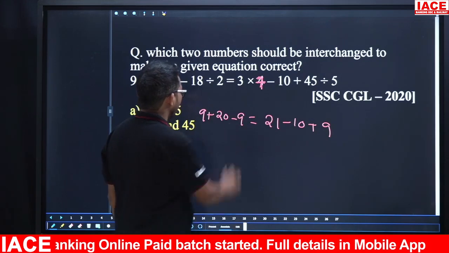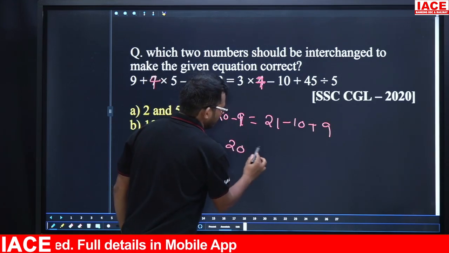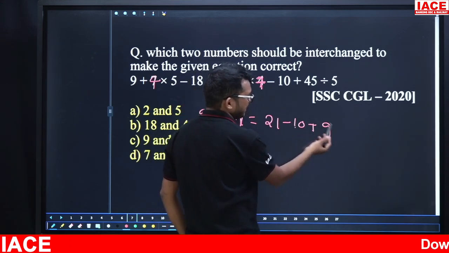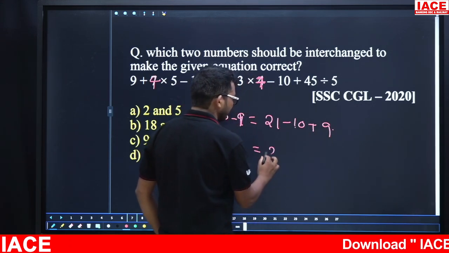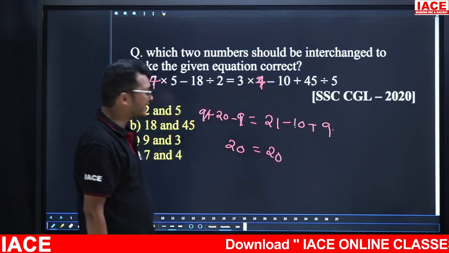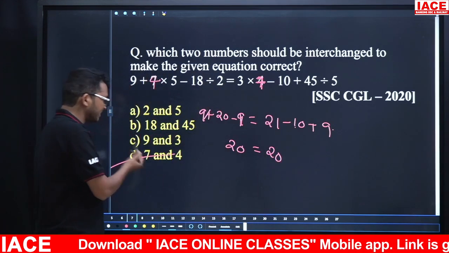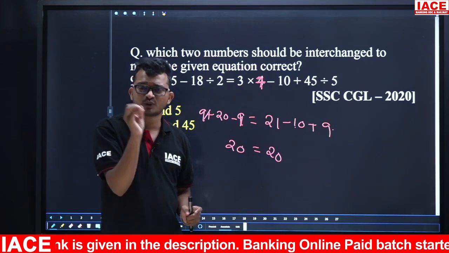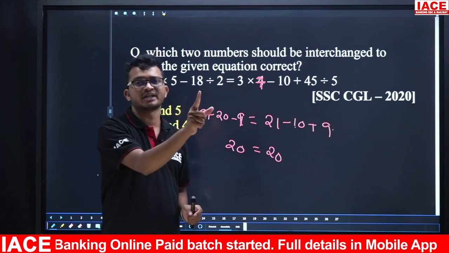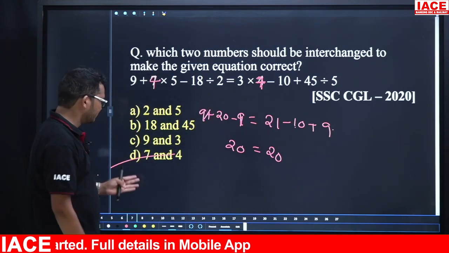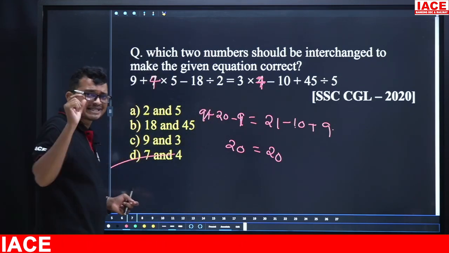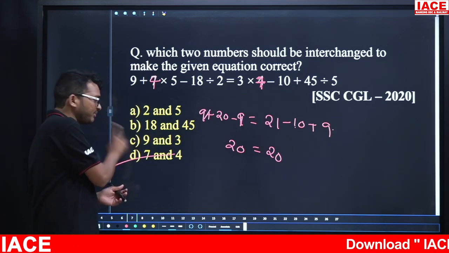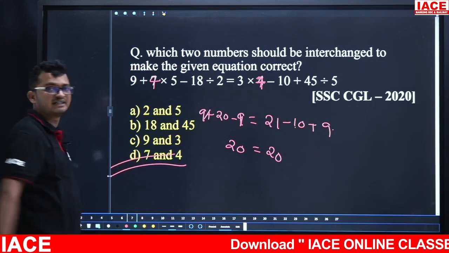So friends, one side is 20, and 20 equals the other side: 21 minus 10 plus 9, that is 21 minus 1, which is 20. So LHS equals RHS by interchanging 7 and 4. That means the direct answer is option D. Friends, remember for this model especially, go through the options from the end to the start, instead of checking A to D, go from D to A. Maximum, about 70% of the time, the answer will be D or C. For this one the answer is D.